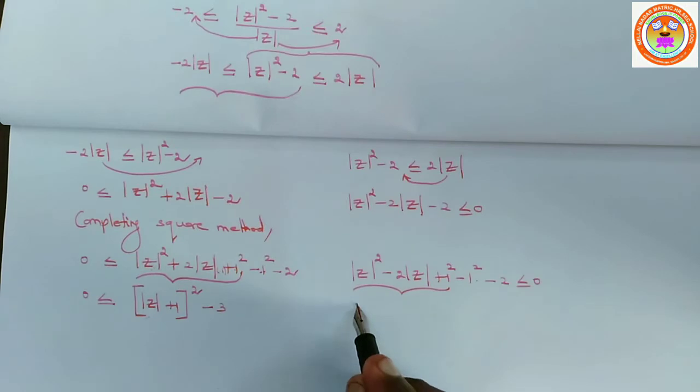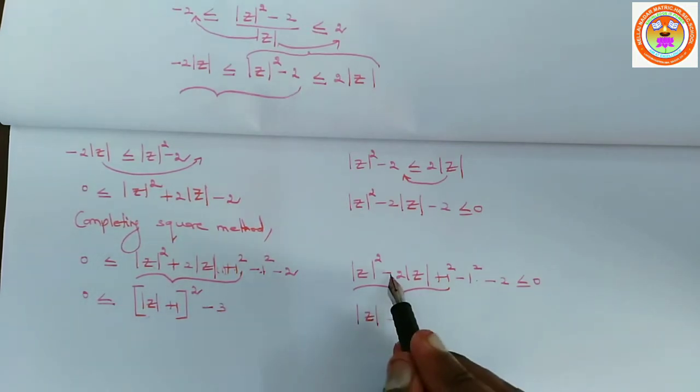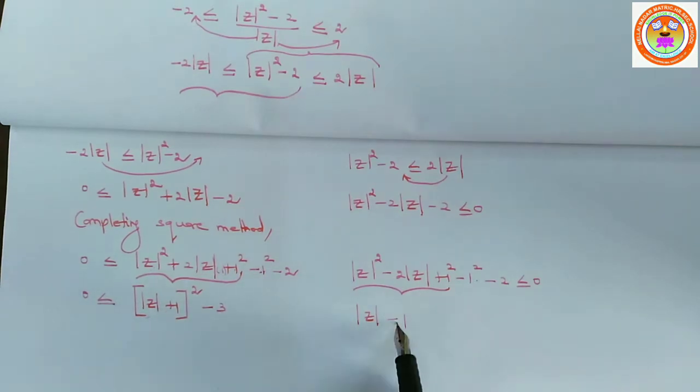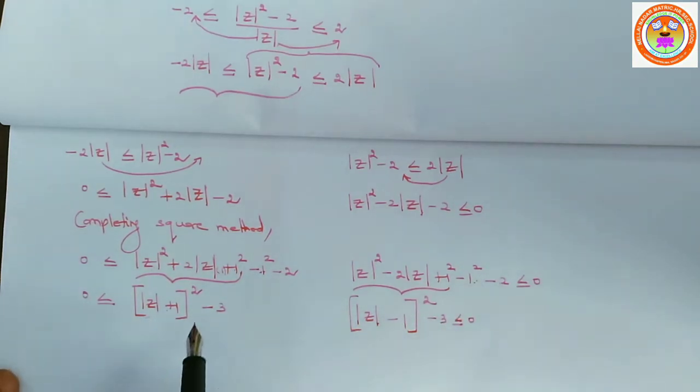Now I can write modulus of z minus 1. This is minus 2, no? This is plus 2 plus 1. This is minus 1, minus 1 the whole square, nothing but minus 3 is less than or equal to 0. So this one I can write: this minus 3 comes this side becomes plus 3, plus 3 is greater or equal to modulus of z plus 1 whole square.